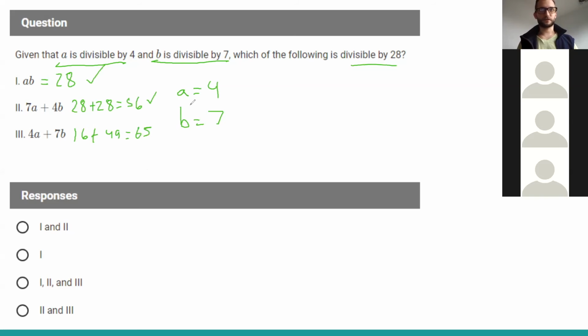28 does not go into 65, so that one's out. So it's just going to be the first two, all right? So for a problem like this, make your life simple. Follow the rules, but pick numbers that follow the rules so you can use that as information to plug in and continue to work and solve from there, all right? So the answer for this one would be both 1 and 2.